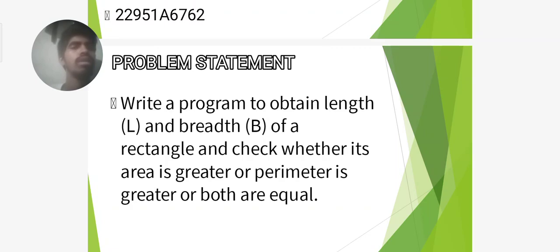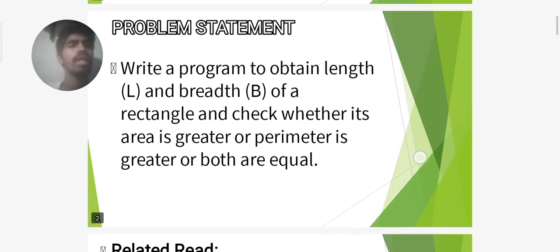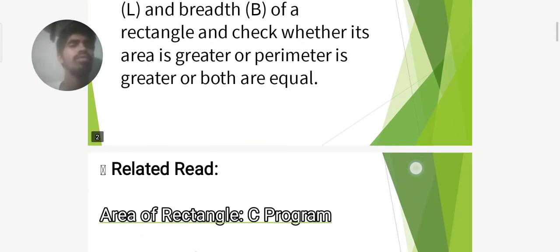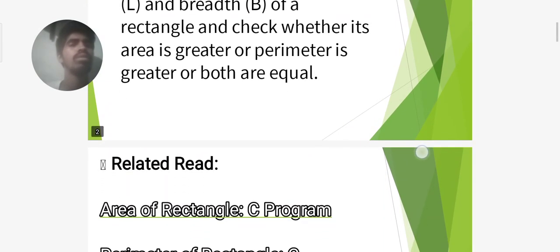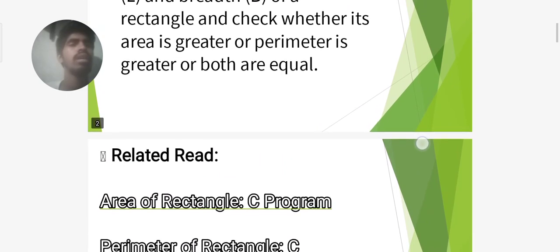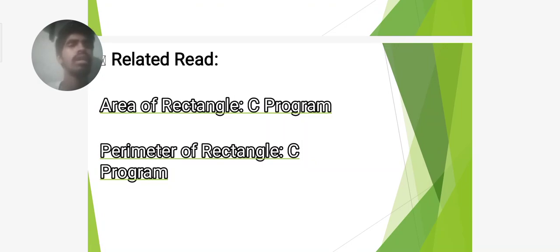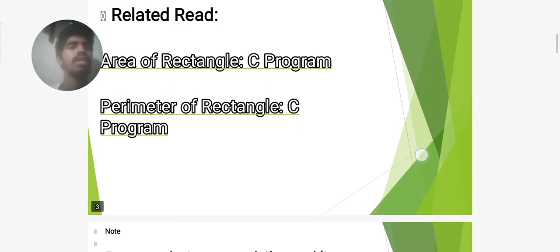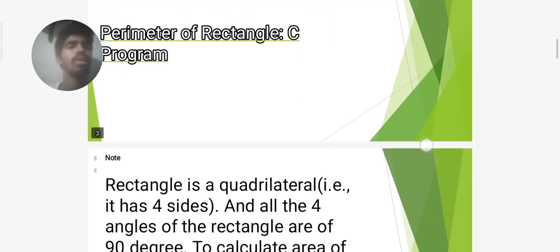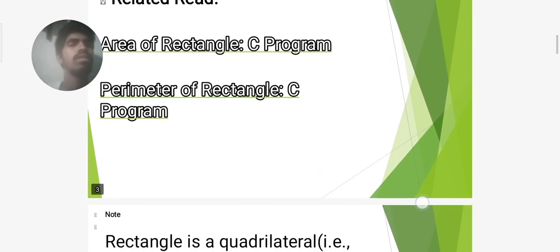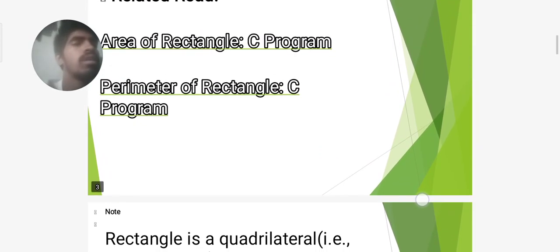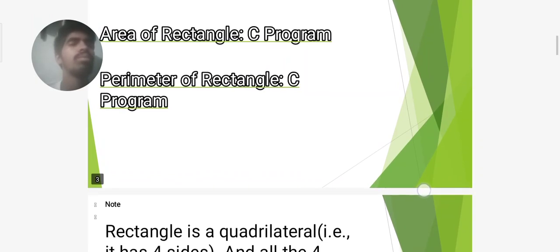So I am going to tell about this problem statement and how to solve it using the C programming language by using the code. First of all, I am going to tell about what is meant by the area of a rectangle and its perimeter. In this slide I am going to discuss the area of a rectangle and the perimeter of a rectangle using C programming. By finding these two, we can solve our problem statement.